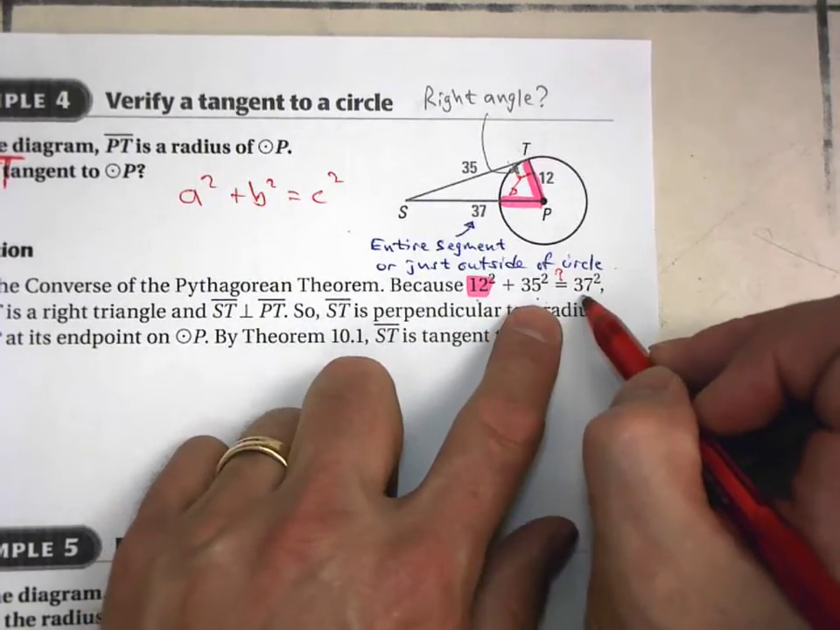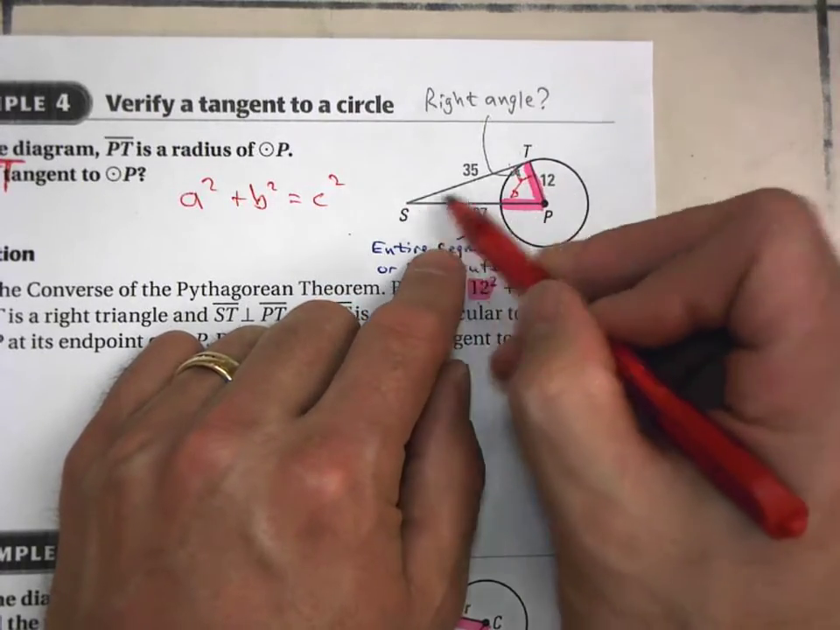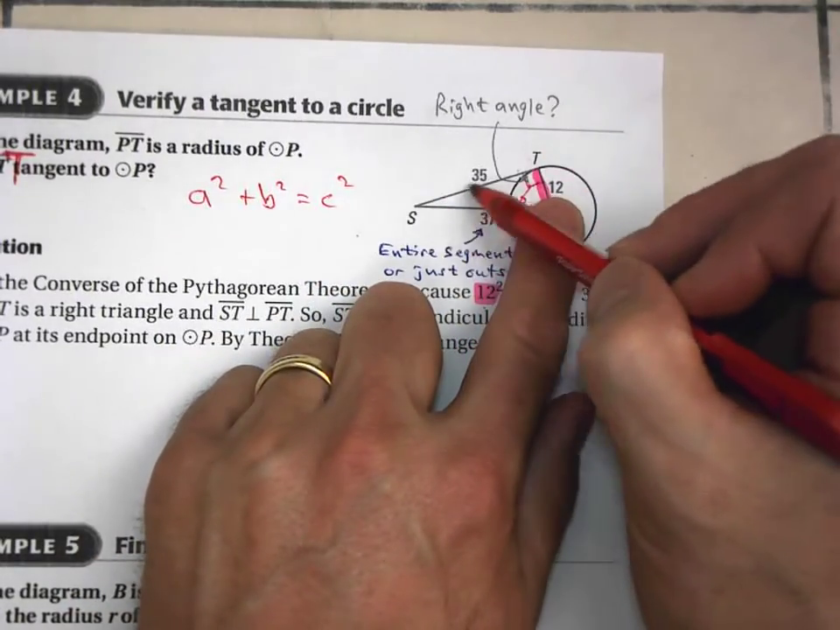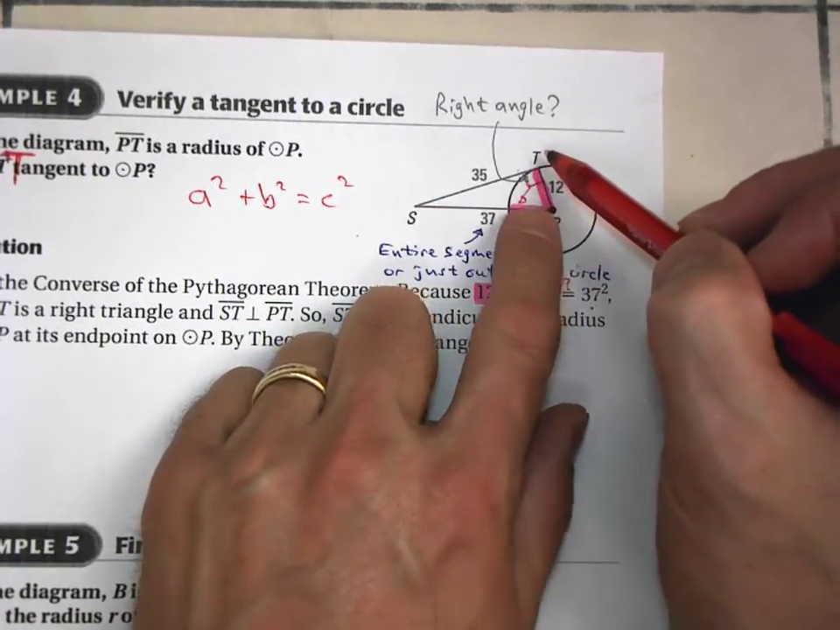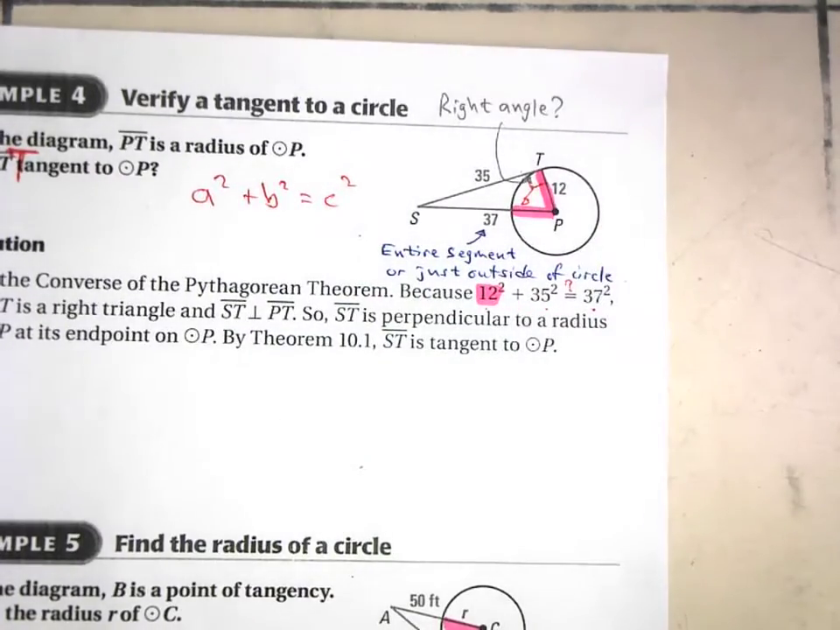This equation is true. So therefore, this must be a right triangle. Therefore, this must be a right angle. Therefore, this segment is tangent to the circle. Whew!